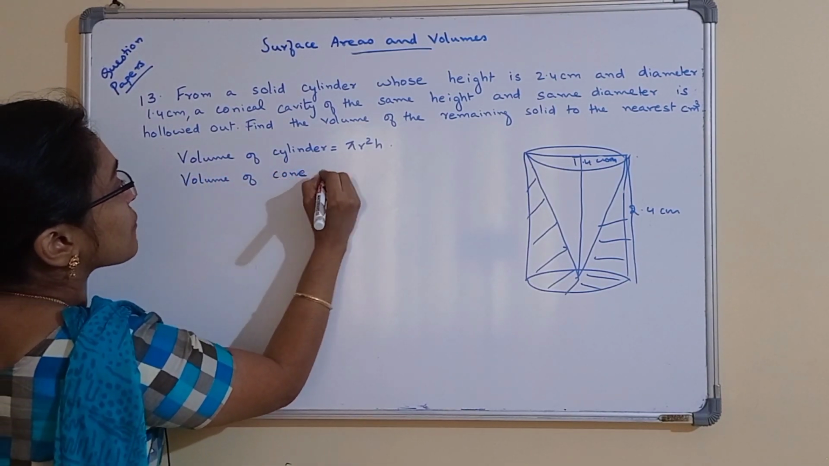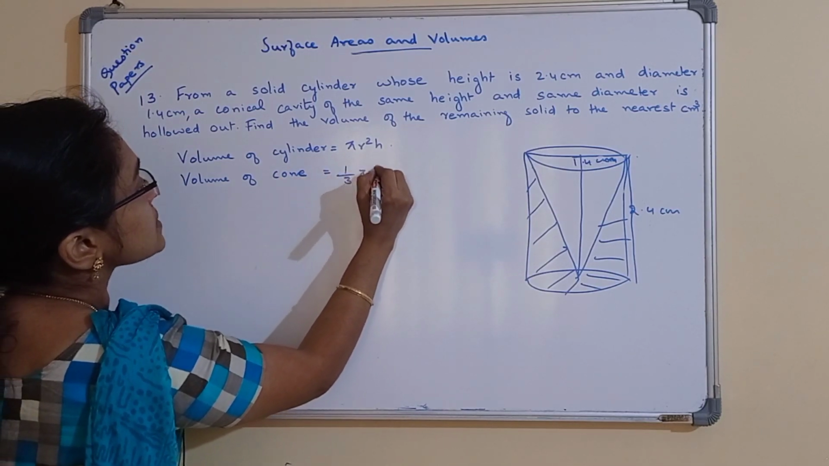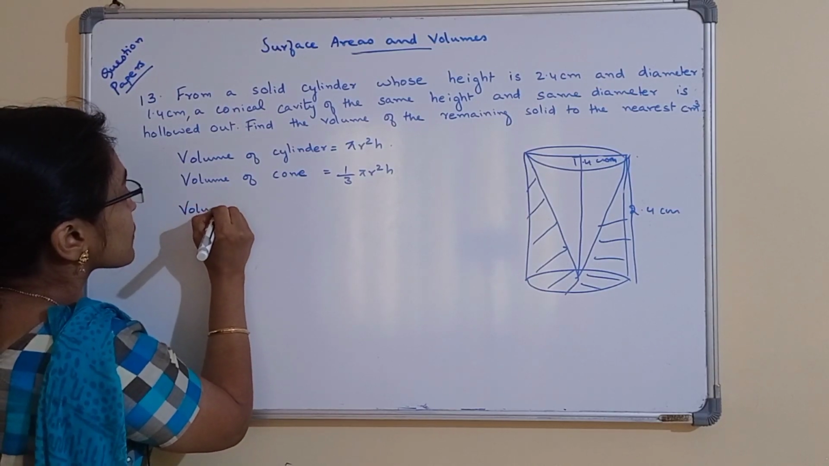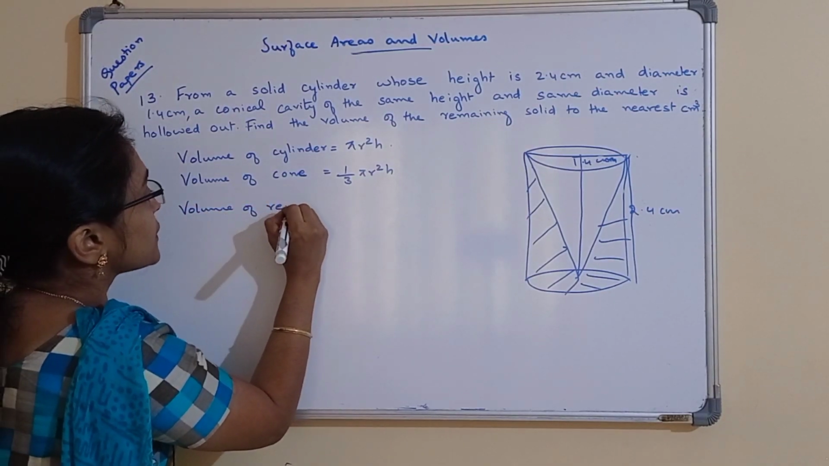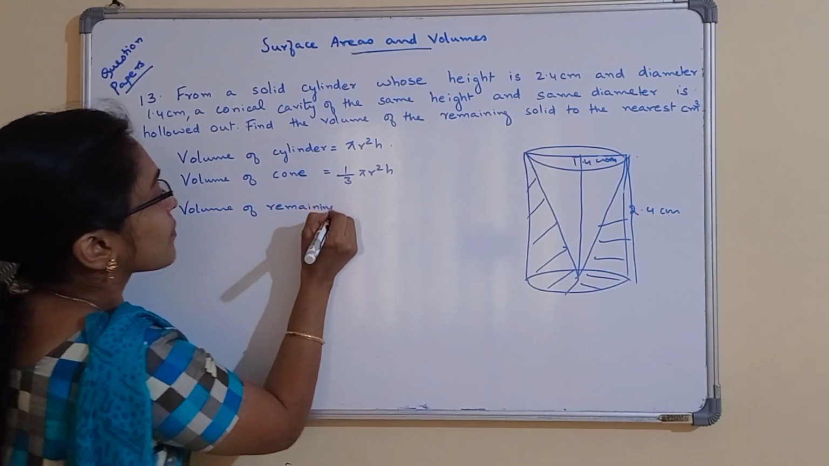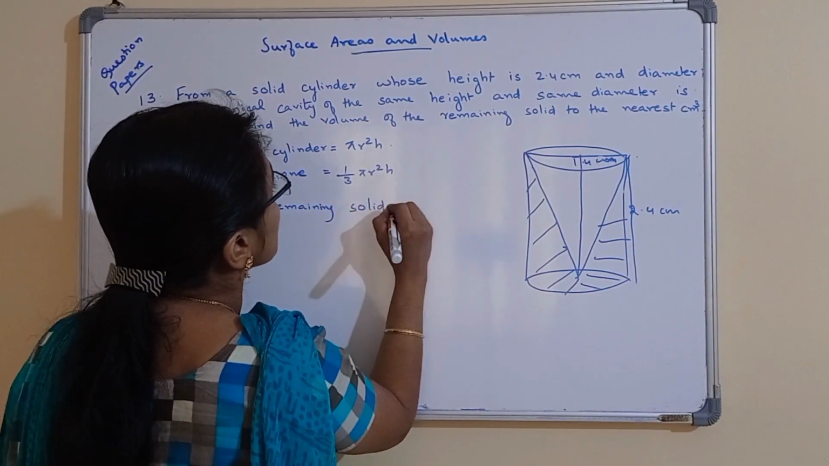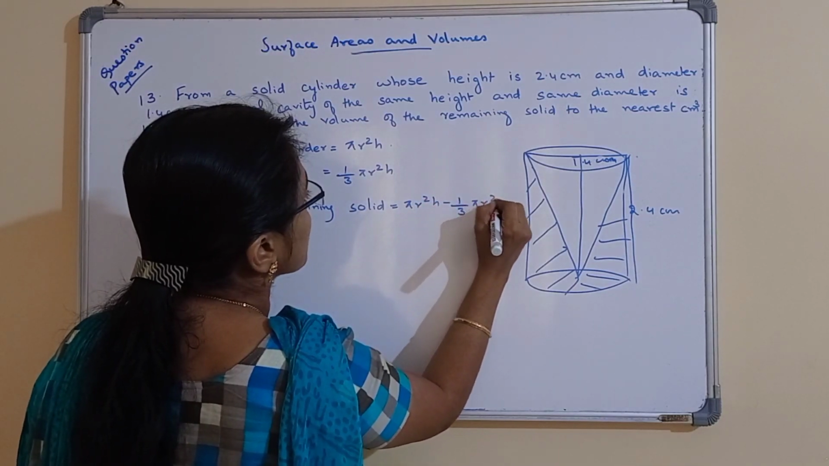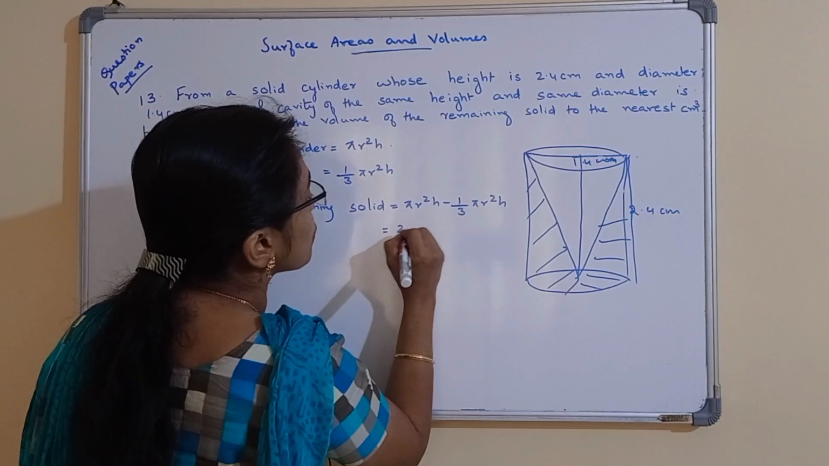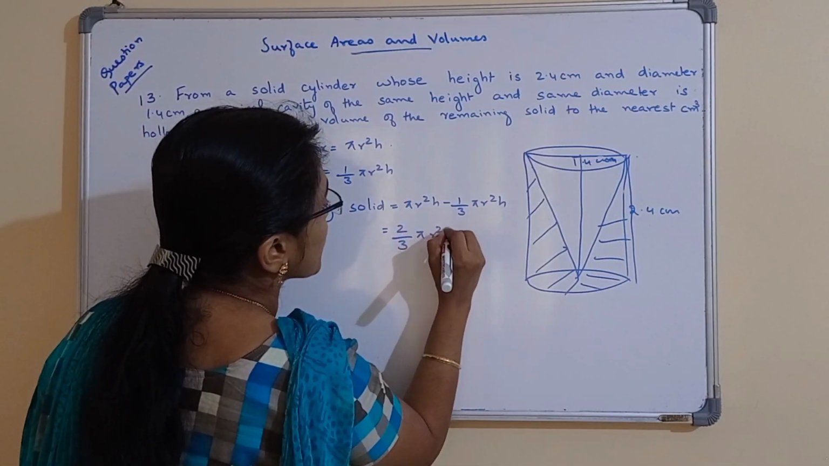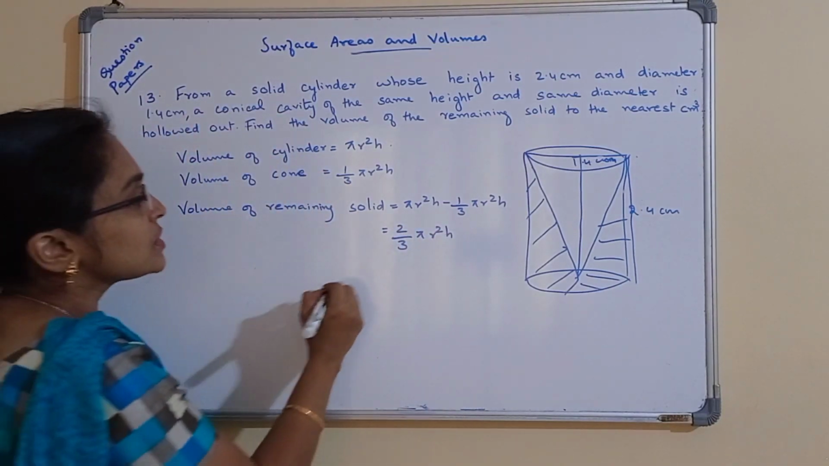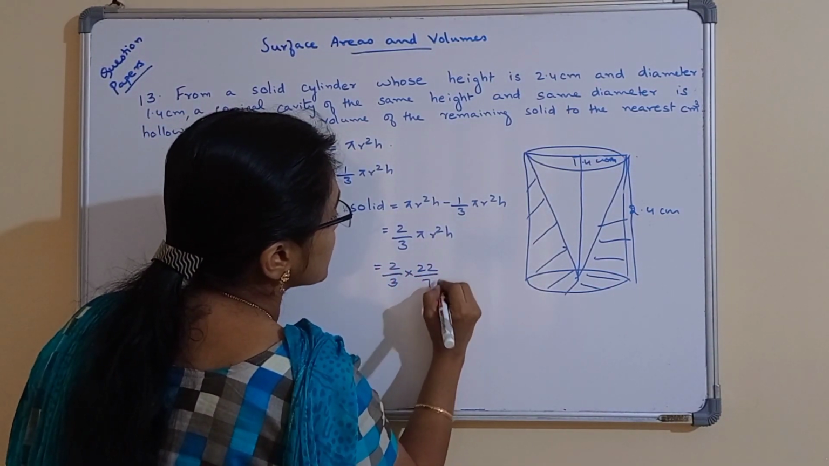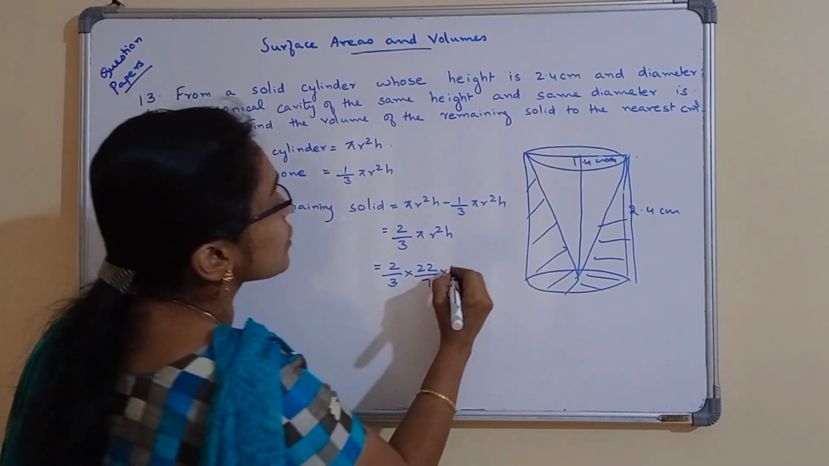It is 1 by 3 pi r square h. Right? So, volume of remaining solid is equal to pi r square h minus 1 by 3 pi r square h, which is equal to 2 by 3 pi r square h. Okay, so this is equal to 2 by 3 into 22 by 7 into r is 0.7.